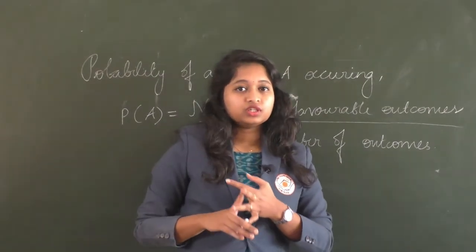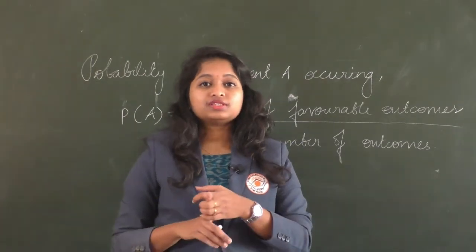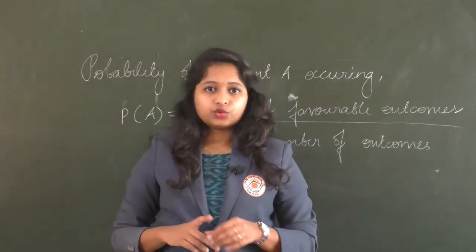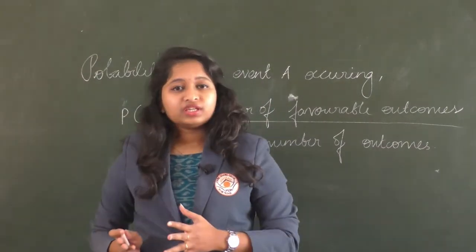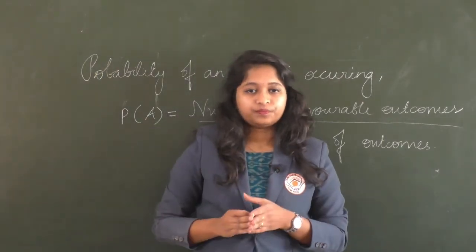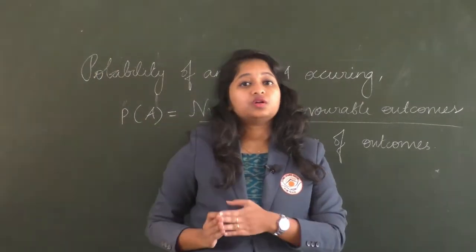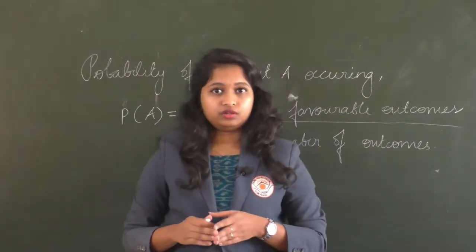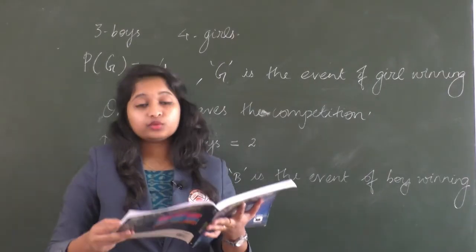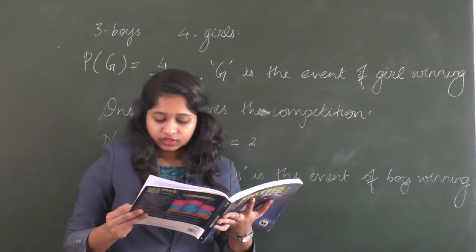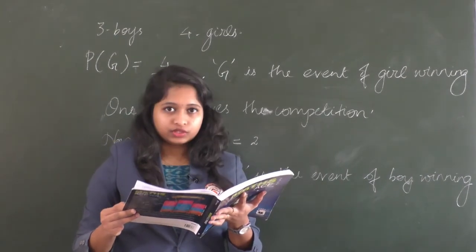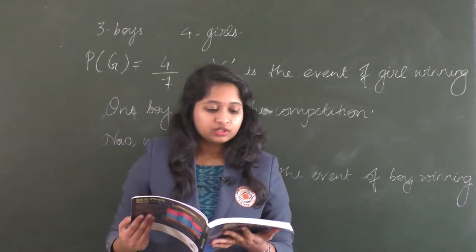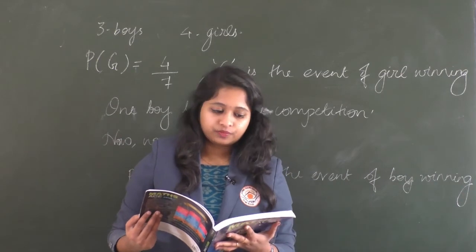There are certain events which cannot happen, that is called an impossible event, and the probability of an impossible event is 0. For certain events there is a surety that it will surely happen, it is called a sure event, and the probability of a sure event is equal to 1. Now, let us see one question related to probability. There are 3 boys and 5 girls who are participating in a competition. What is the probability of a girl winning the competition?